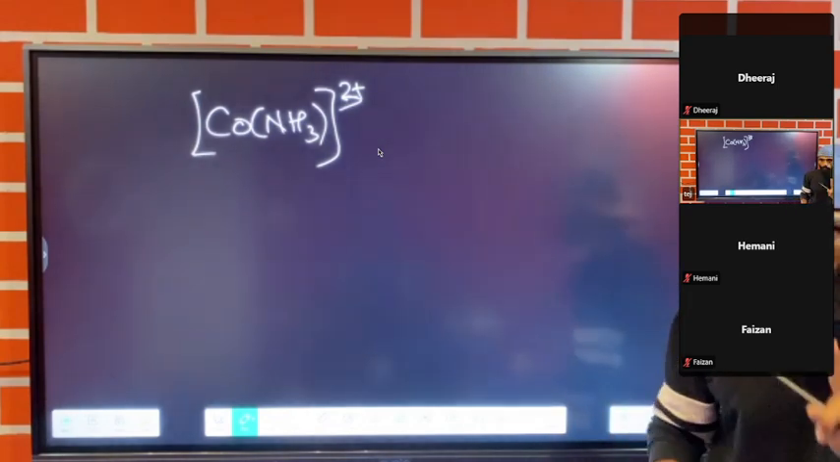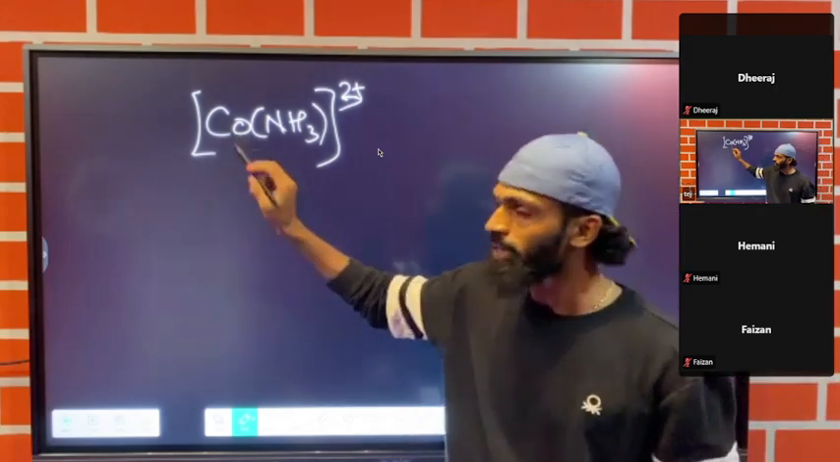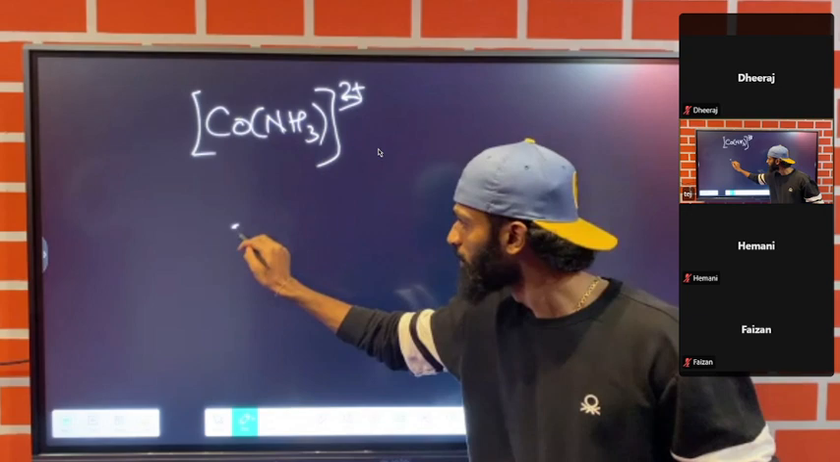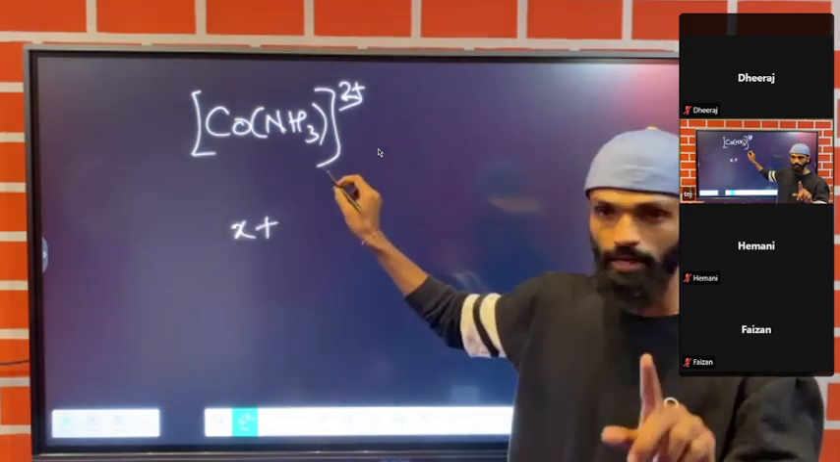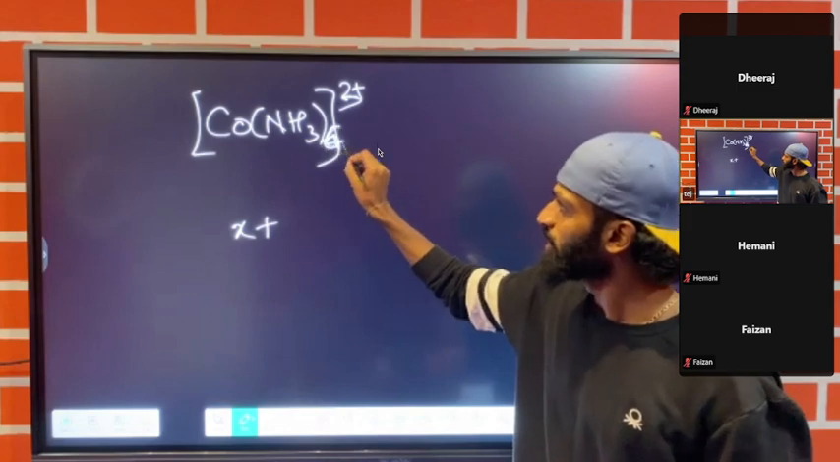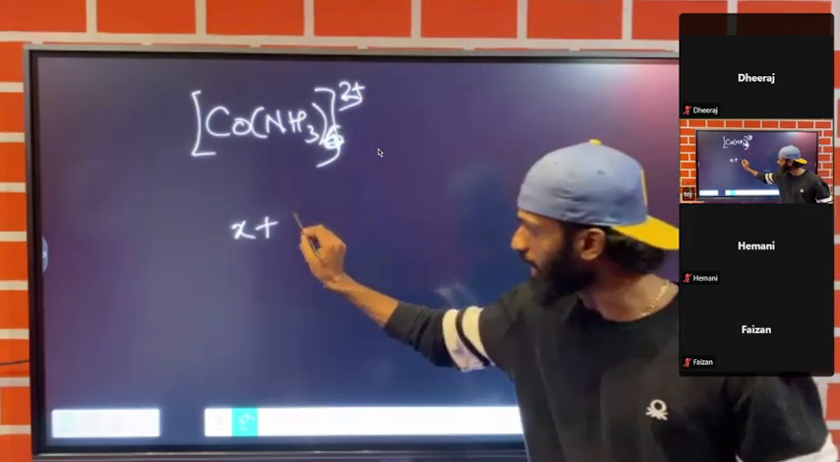It can be whatever. But the thing here is, I'm going to teach you a rule here. Co, meaning cobalt. I'm supposed to find for cobalt. Consider that to be X. Done. Plus. Okay, 1 second. NH3 is 4 in number, or 6 in number. We'll take 6 in number. So totally how many NH3 are there? 6 in number. So I'll put 6 there.